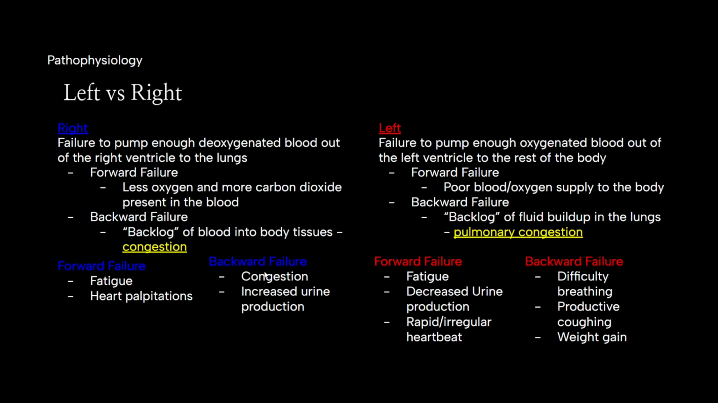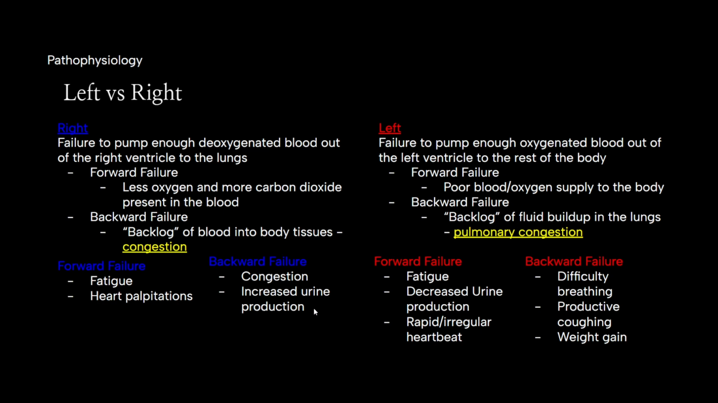And on right-sided backward failure is your congestion, so your increased fluid buildup in the body, usually in distal extremities, but you'll also see increased jugular venous pressure as a result, because you're getting this backlog, right? So you're getting blood from the body not going out to the lungs enough, so you get this backlog of blood, and that's going to go back up through the venous system as well, and be detectable via JVP.